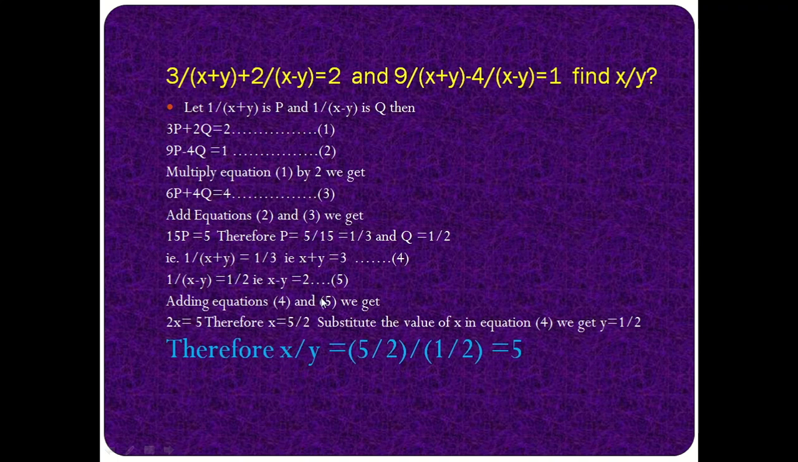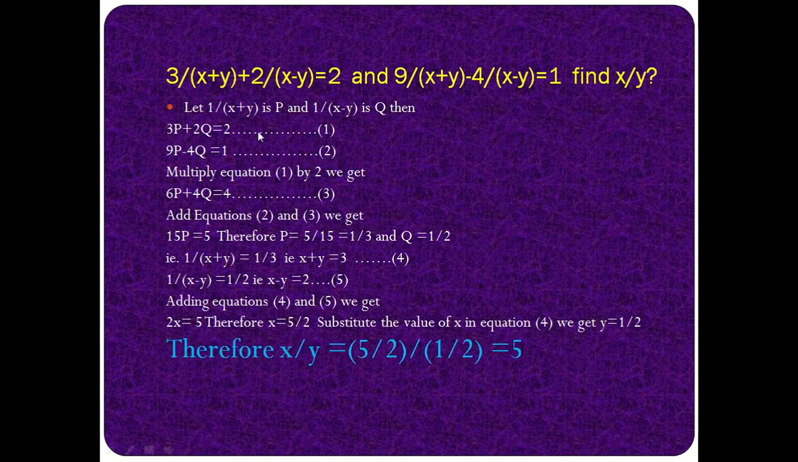So, this problem seems to be complex. So, how to do this type of problem? The question is 3 divided by x plus y plus 2 divided by x minus y is equal to 2. First equation. 9 divided by x plus y minus 4 divided by x minus y is equal to 1. Second equation. Find x divided by 4. First of all, find the value of x and y, then find the quotient x divided by 4.